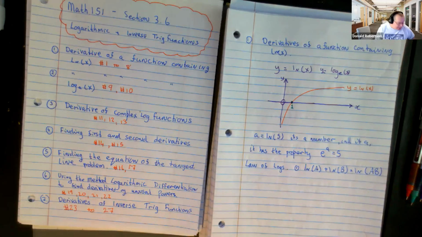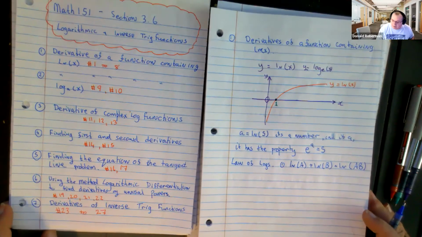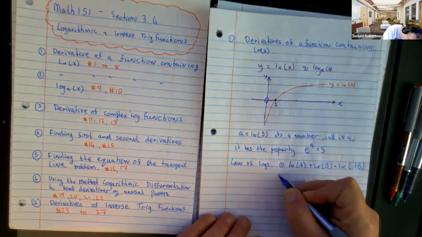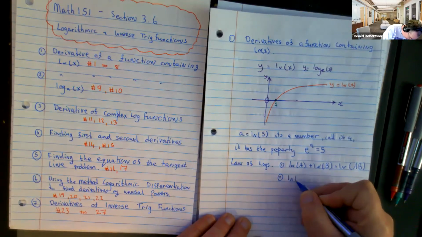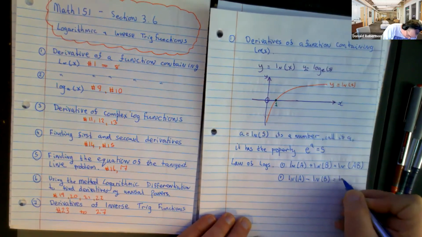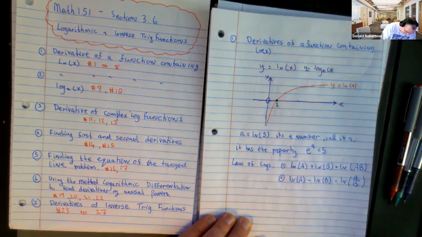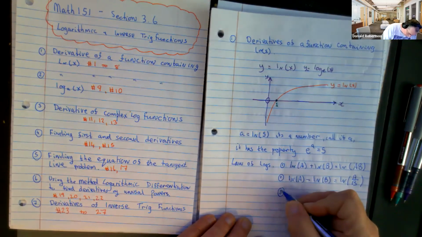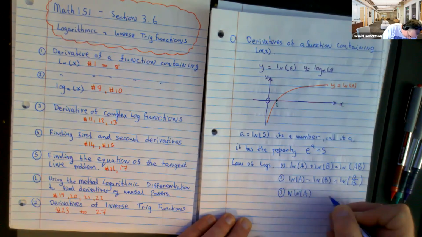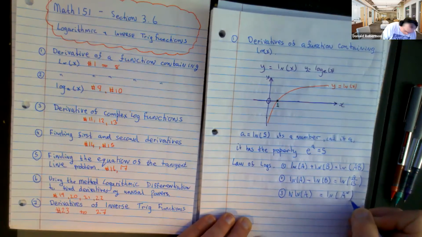Have you seen that before? Do you recognize that rule? That's the first law of logs. The second one says that the natural log of A take away the natural log of B is the natural log of the first, A, divided by the second, B. The third law of logs says that n times the natural log of A can be written as the natural log of A to the power of n.